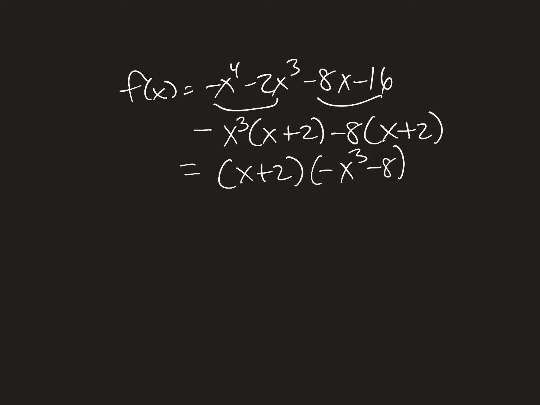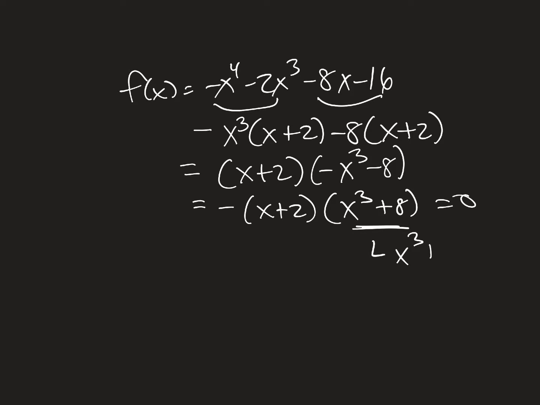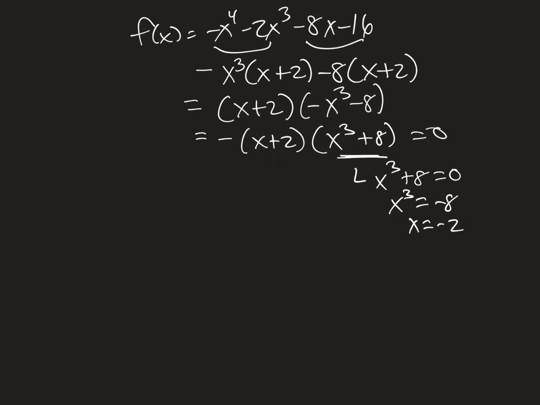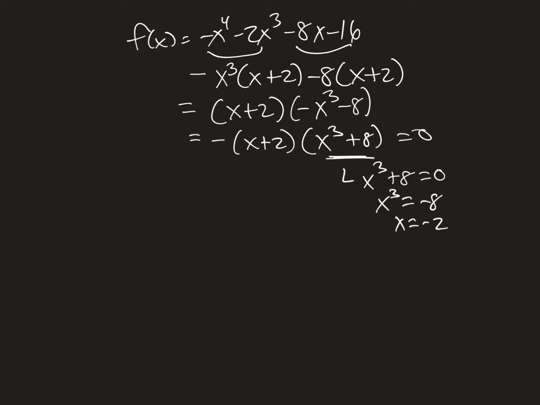And let's take out a negative from the negative x cubed minus 8, so just factoring out a negative and putting it in front. So x cubed plus 8. Well, I actually know a root here. And why I know a root here is, if I set this equal to 0, I get x cubed equals negative 8, and the cube root of negative 8 is negative 2. But I want to find all imaginary roots too.